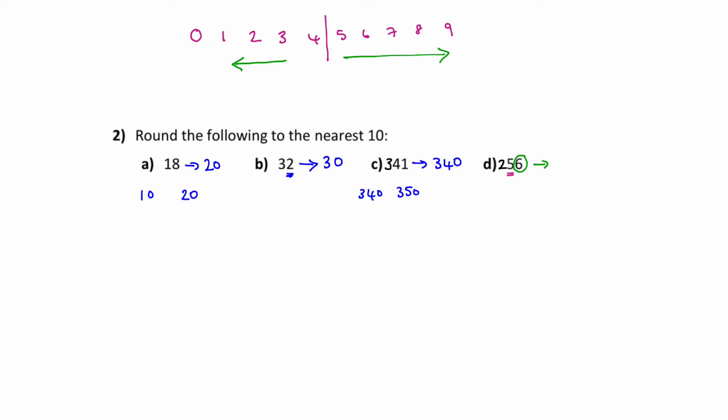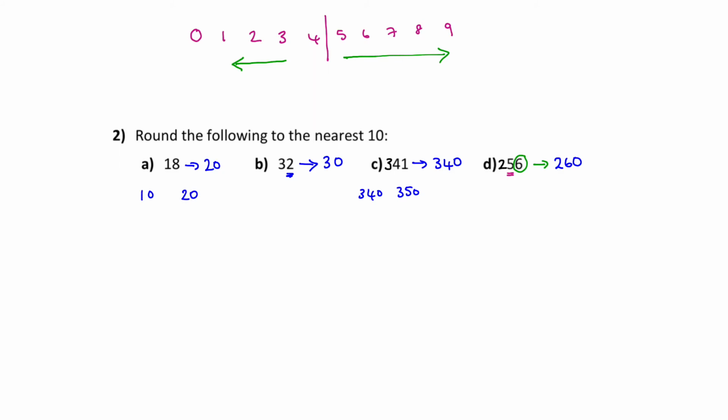Oops. So that would become 260. But do remember, when you're rounding to the nearest 10, your answer has to be in the 10 times table. So you can't just write down the 2 and the 6 from this. You have to have that 0 on the end. Otherwise you're changing the number completely and you haven't rounded at all, you've just changed it.